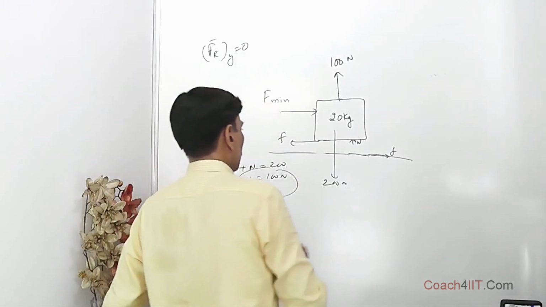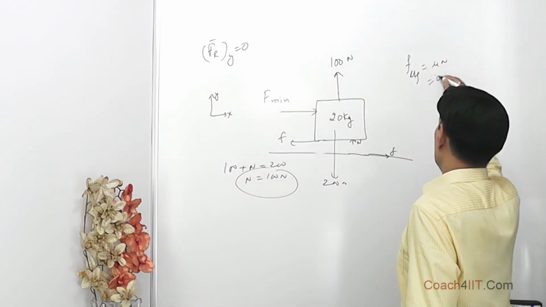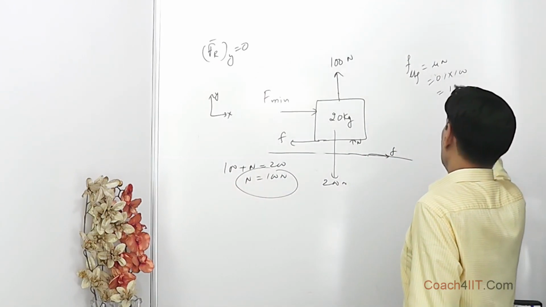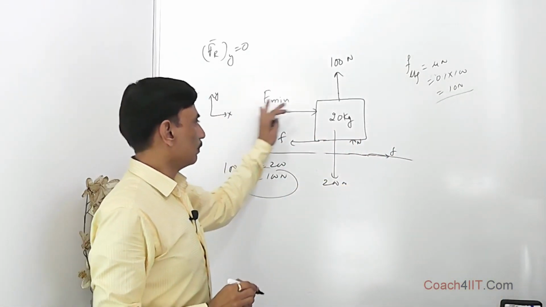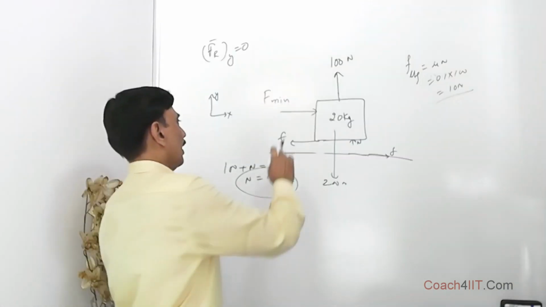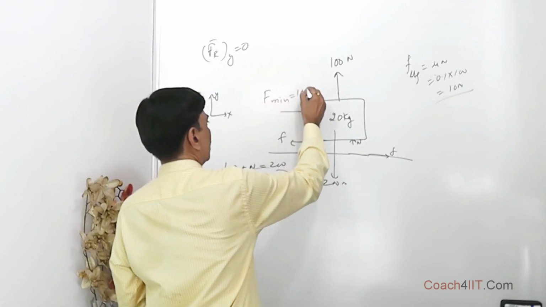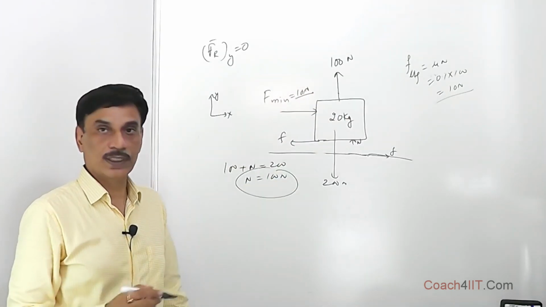So now the limiting value of friction force is mu into N, that is 0.1 into 100, that is 10 Newton only. It means now if someone tries to move this block in this direction, then he or she doesn't need a value of 20 Newton. At a value of just 10 Newton only, the block can be moved, because the limiting value of friction force now is 10 Newton.